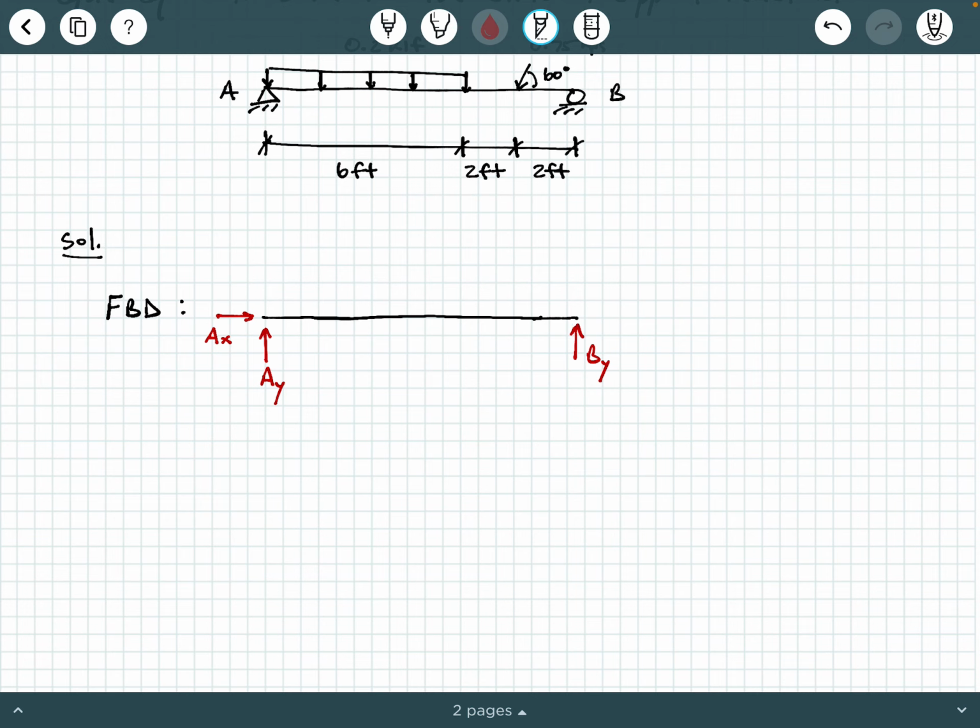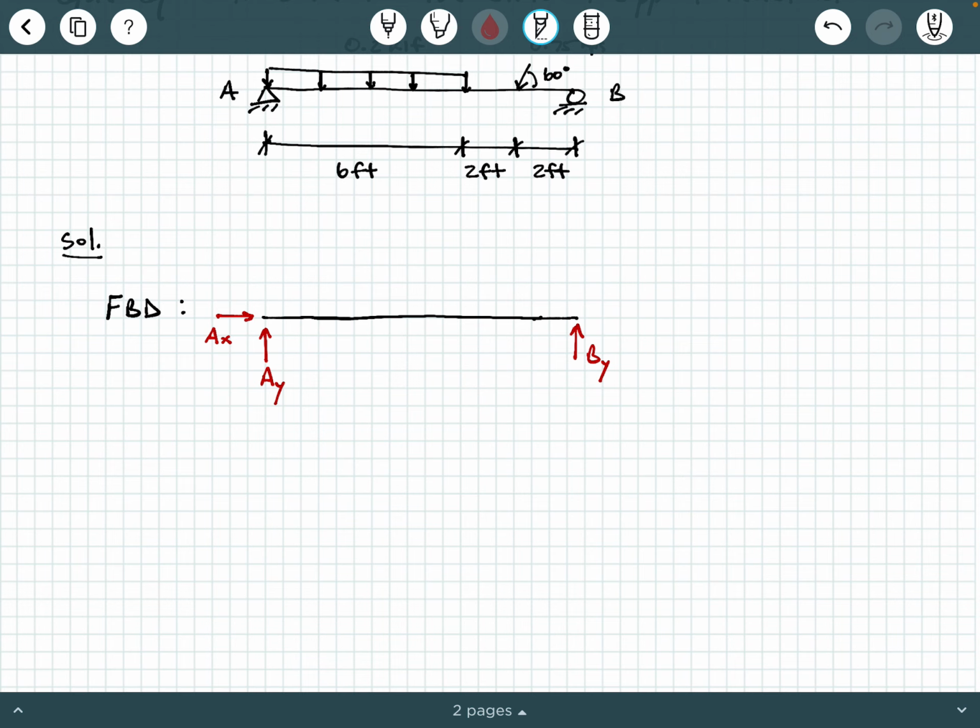Okay, so I'm going to tell you the answer now. The answer is not really. We don't really know if AX is pointing to the right. It could be pointing to the left. And the same is true for AY and BY. We don't know for sure that they are pointing upwards. We do know they're vertical, but we don't know if they're pointing upwards or downwards. They could very well be pointing down.